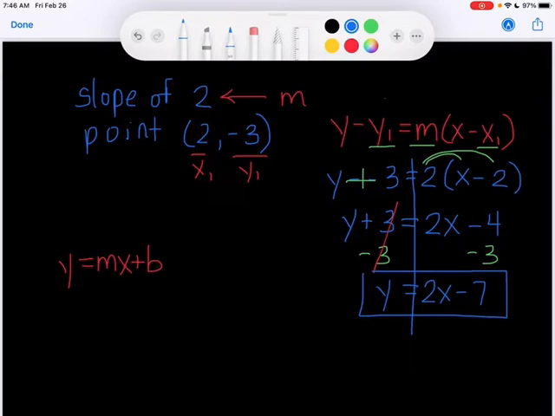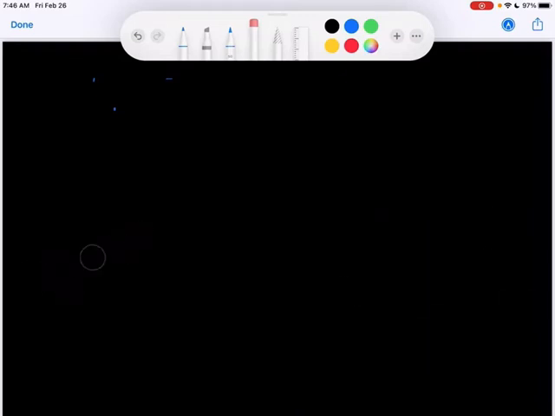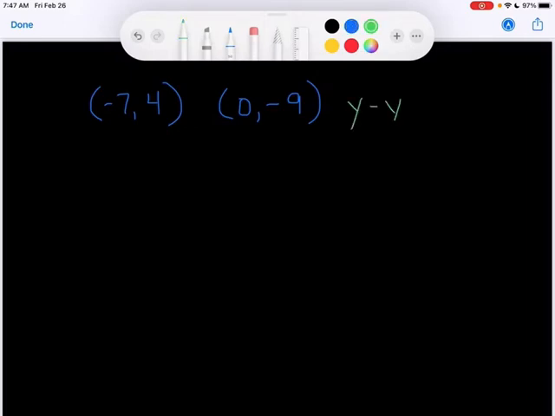Okay, let's say that we're given 2 points. Let me erase this. So if we're given 2 points, let's say we're given the points (-7, 4) and (0, -9). Okay, and we're asked to write the equation of this line. You could do this a couple different ways, but usually you're going to use that point-slope formula. y minus y sub 1 equals m times x minus x sub 1.